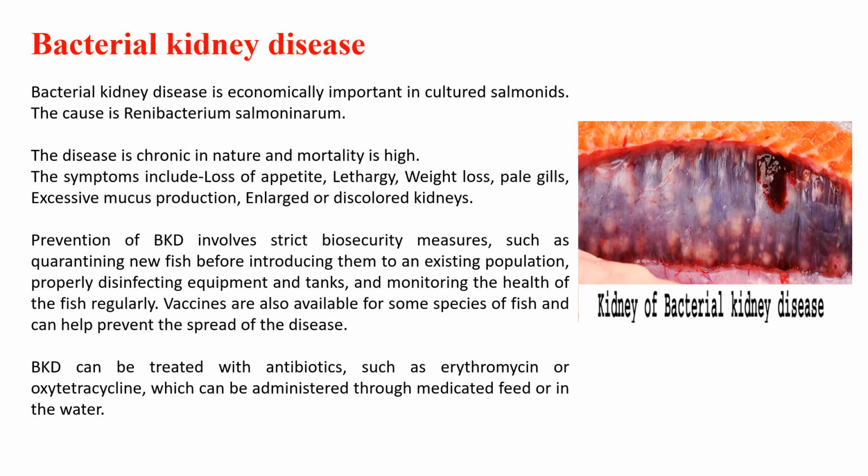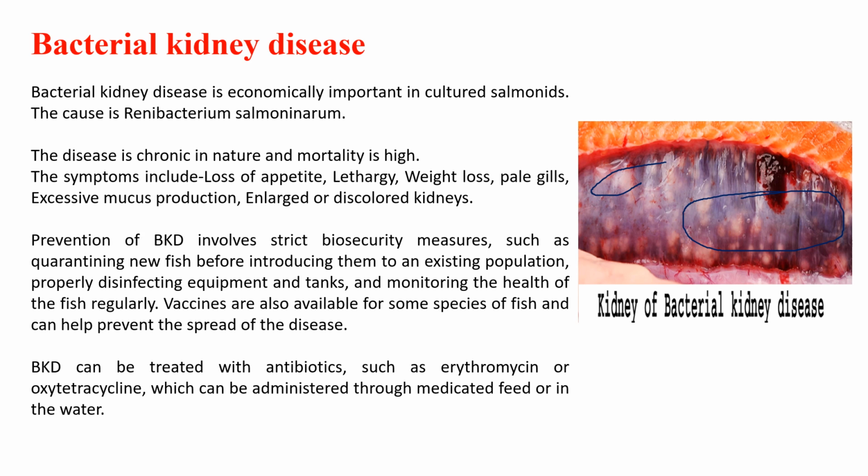Bacterial kidney disease. Bacterial kidney disease is economically important in cultured salmonids. This disease is chronic in nature. Mortality is very high. The symptoms include loss of appetite, lethargy, weight loss, pale gills, excessive mucus production, enlarged or discolored kidneys. So you can see here the discolored, enlarged kidneys, which are infested with sores, internal sores.